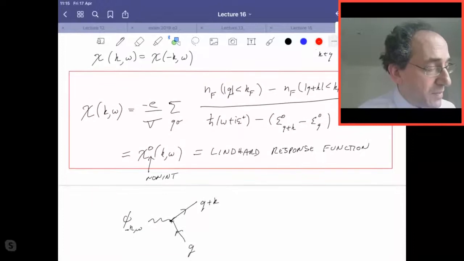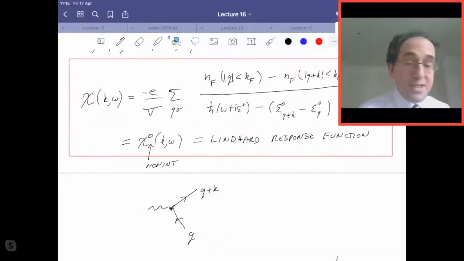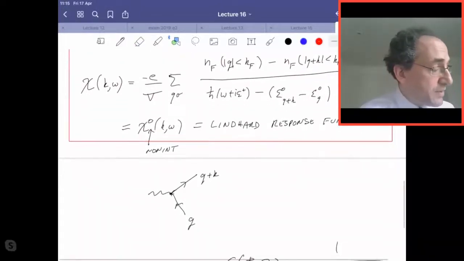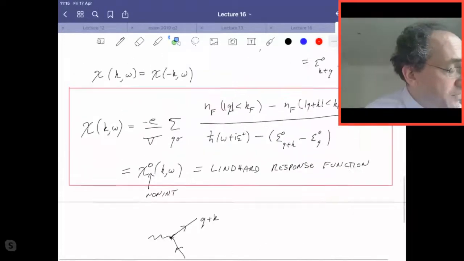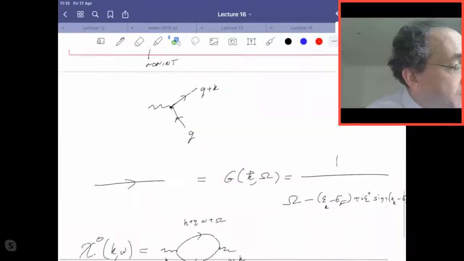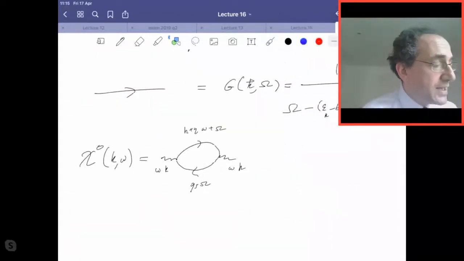Here's what I wanted to do. Let me just clear that page. Sorry about this. I'll rewrite exactly the same thing in a moment.